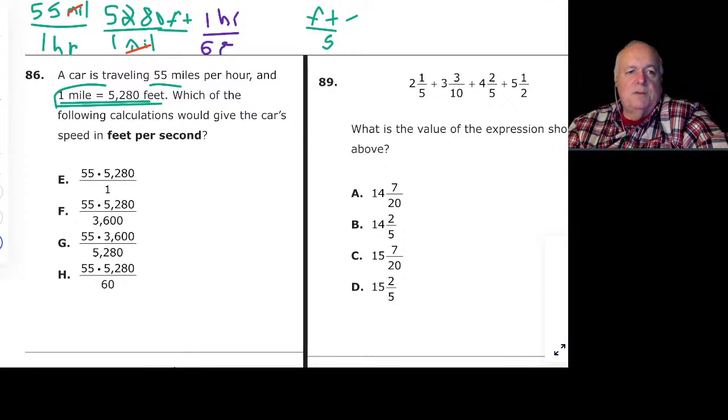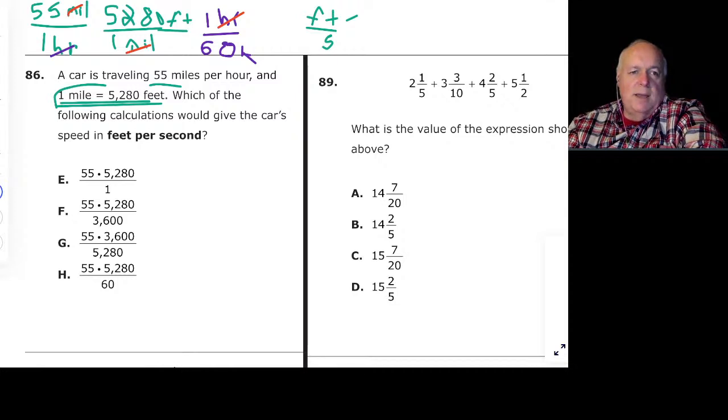Okay, so this is minutes. So I'm just going to put N for minutes. Minute. Okay, this means we can cancel out the hour here with the hour there. Okay, so now we're left with feet over minutes.